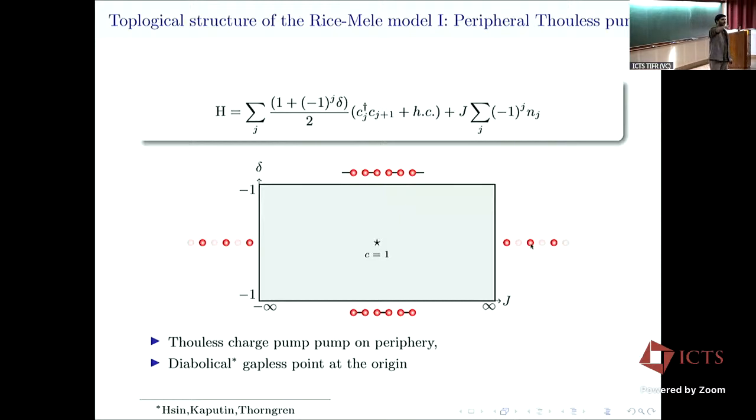So as I go all the way around the periphery of the phase diagram, the charge is transported by precisely 1 unit cell, which is why it's called a Thouless charge pump. Yeah, so that's the family of states at the periphery.